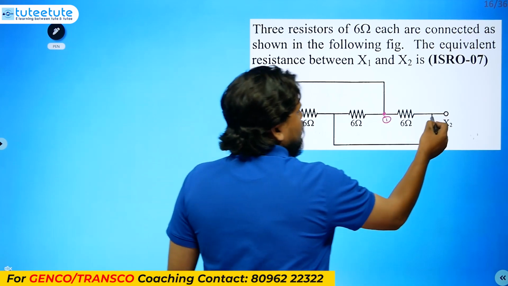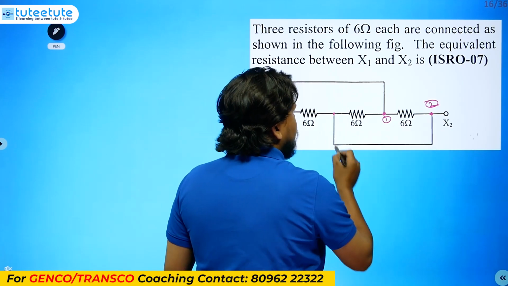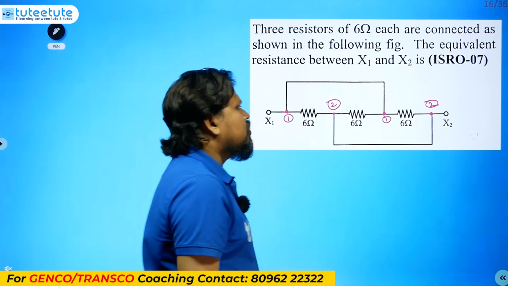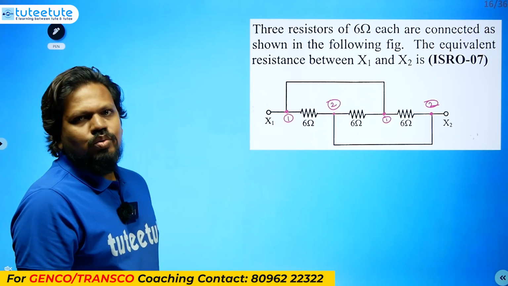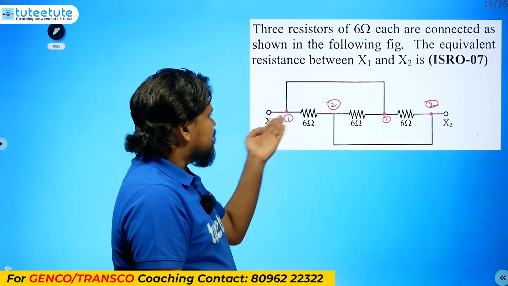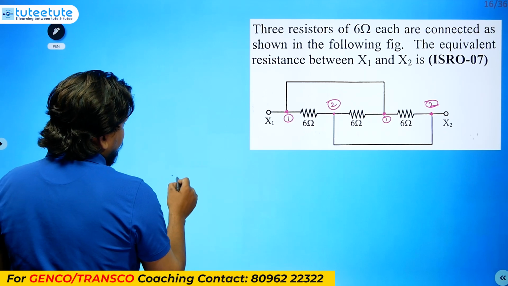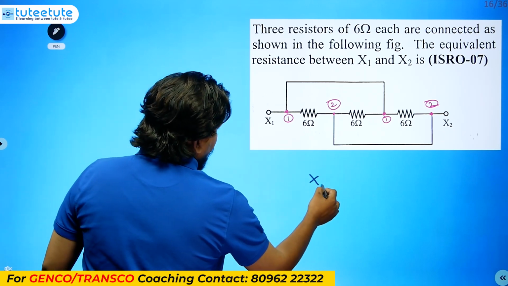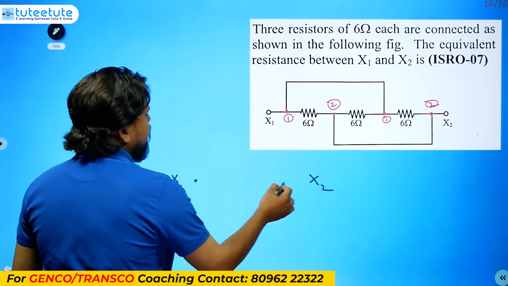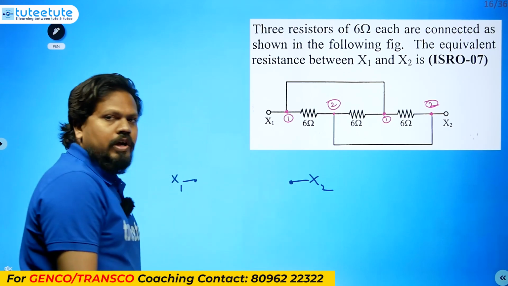So this is node number 2, and definitely this is also node number 2. That means only 2 nodes are there, no more nodes. Everything is completed. So between x1 and x2, we have to recreate this network again, just like the previous question.